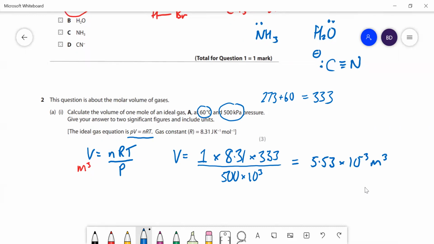It's fine to leave it in meters cubed, it doesn't say you've got to convert it, as long as you do state the units. And two significant figures, so I should just give that as 5.5 times 10 to the minus 3 meters cubed. It does say in the question there, two significant figures.